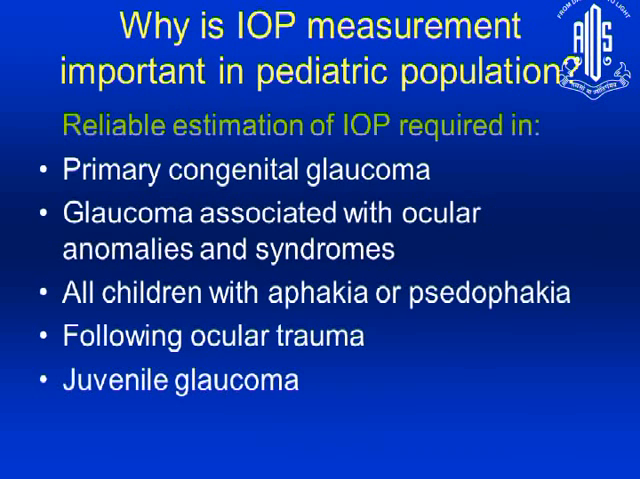So why is intraocular pressure measurement important in the pediatric population? While the diagnosis of primary congenital glaucoma is fairly obvious, we need to rely on intraocular pressure measurements to both diagnose and manage glaucoma in patients with glaucoma associated with other ocular anomalies or syndromes, in all children who are aphakic or pseudophakic following ocular trauma, and juvenile glaucoma as well.